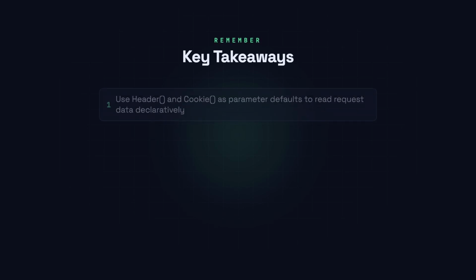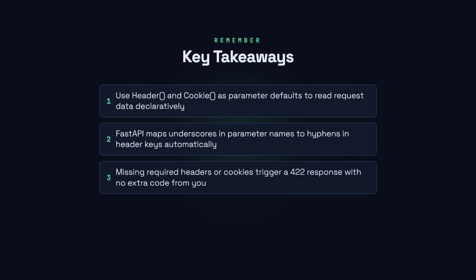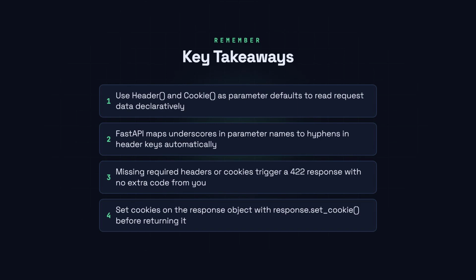To wrap up, Header and Cookie follow the same declarative pattern as Query and Path, so there is very little new syntax to learn. The underscore to hyphen conversion handles the one naming mismatch between Python and HTTP. Validation and error responses are automatic, and your declared parameters appear in the OpenAPI docs. When you need to write a cookie back, build or inject a response object, and call set_cookie on it before returning.